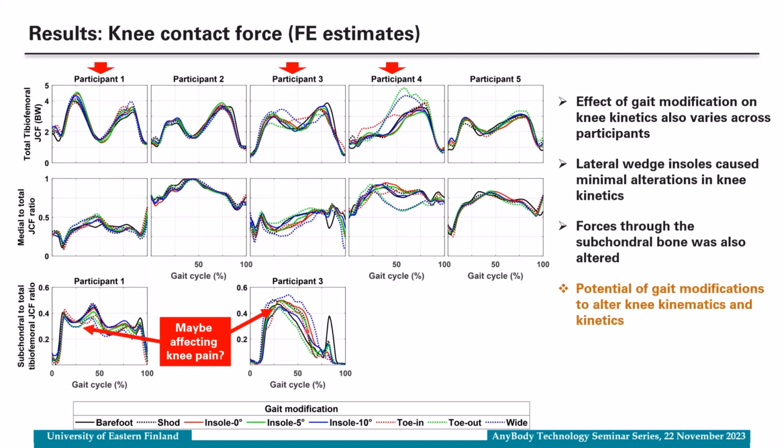So the take-home message here was the potential of gait modifications to alter both knee kinematics and kinetics. And also one question here might be that maybe the model can also assist in tailoring these gait modifications to decrease the knee pain. And this is indeed one thing that we are looking into in our future research.